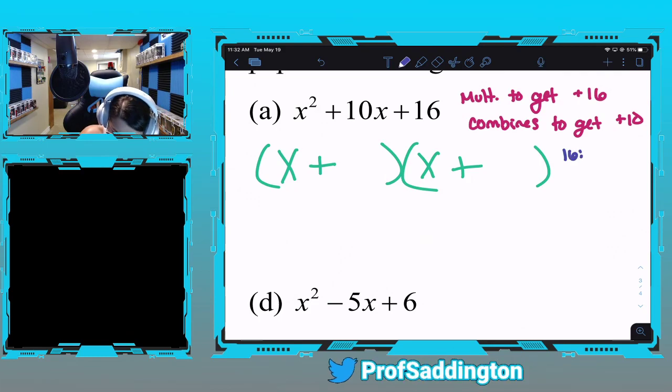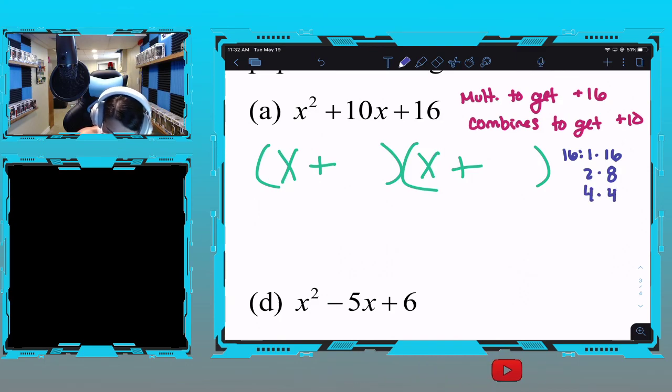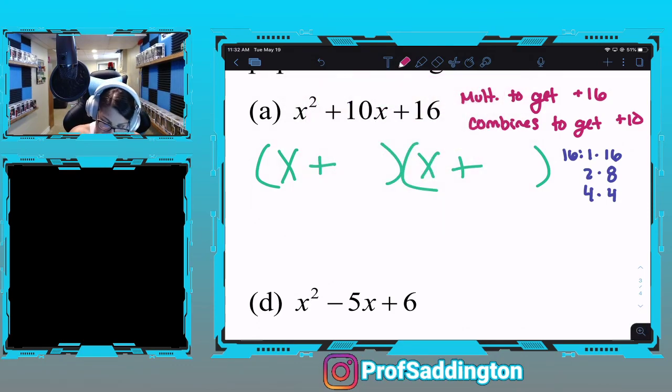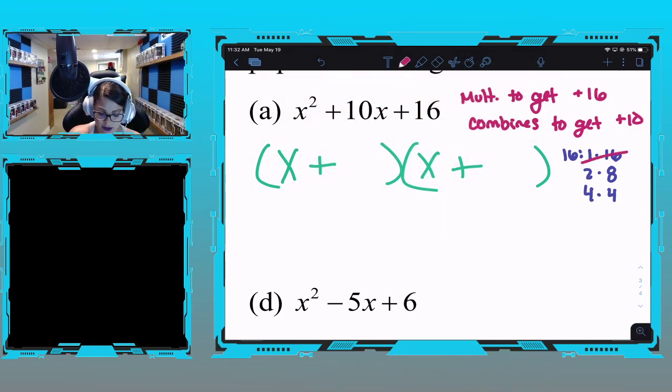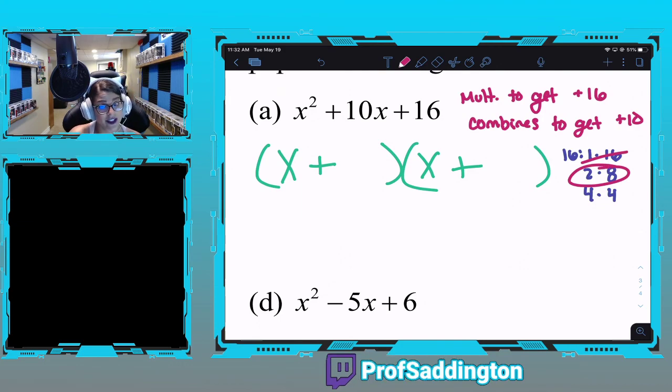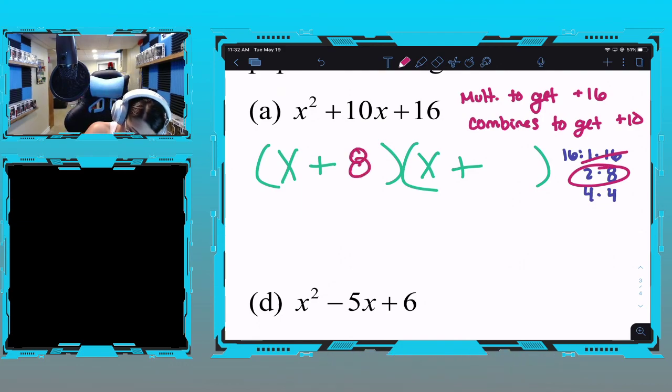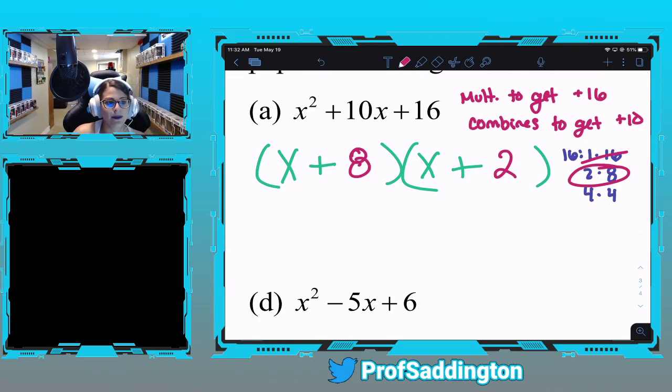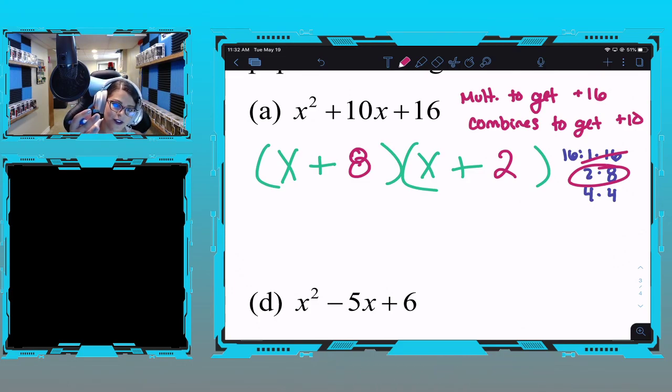Multiplies to get 16. That would be 1 times 16, or 2 times 8, or 4 times 4. So one of those must combine to give us 10. 1 plus 16, that's 17. 2 plus 8, though, winner, winner, chicken dinner, that is 10. So an 8 and a 2, or 2 and an 8. That part doesn't really matter, as long as the sign comes for the journey, all is well.